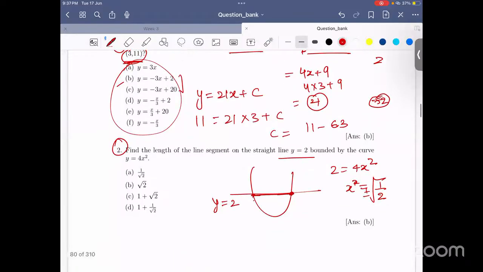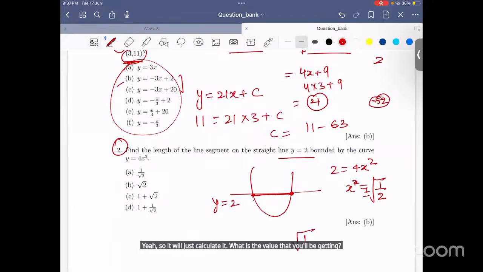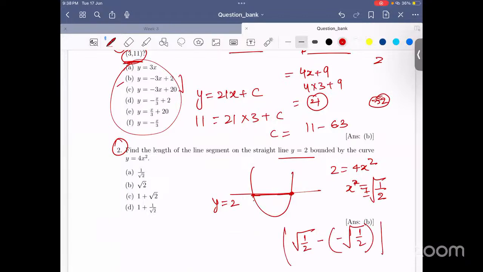Yes, sir. Yeah, so if you just calculate it, what is the value that you'll be getting? 1 by root 2 minus of minus 1 by root 2. This will be the length that you can calculate. Root 2. Yeah, so you'll be getting root 2. So you'll be having 1 upon root 2 times 2, so it'll be root 2. Any doubt anybody has in this question?